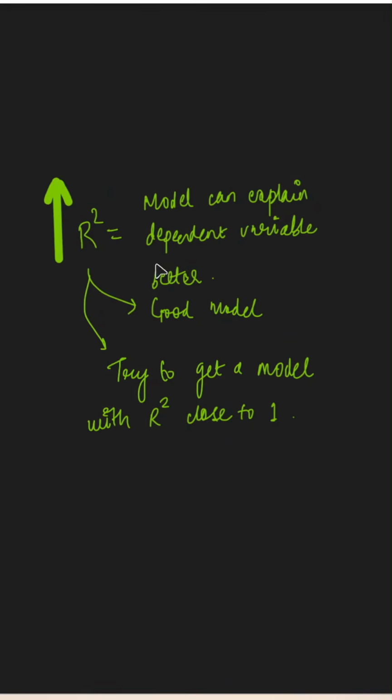When R square is high, it means that the model can explain the dependent variable better. It's a good model, and we always try to get a model with the R square close to 1, because that's when we know that our independent variables are able to explain the dependent variable.